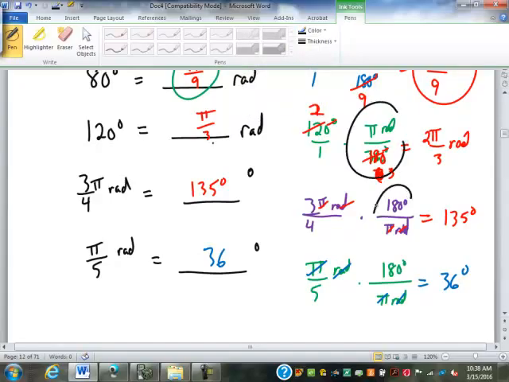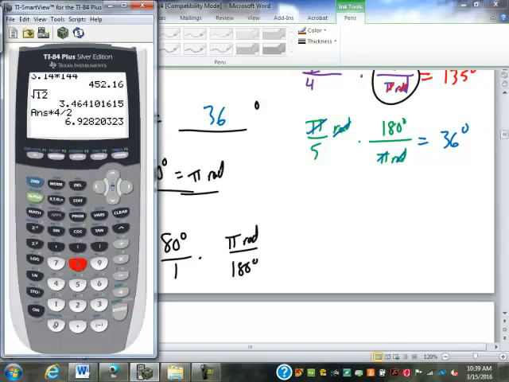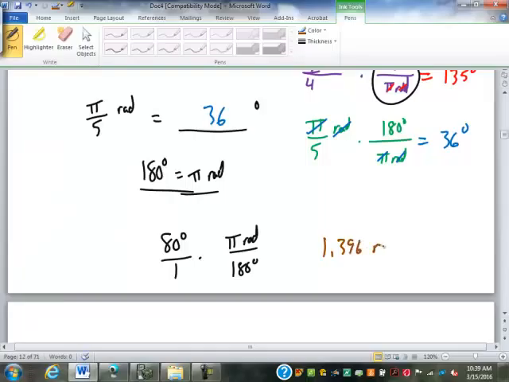It's just our measurement conversion deal here, the 180. 180 degrees equals pi radians. So it's just a measurement conversion like we did a lot of last semester. So if you're really getting stumped with them, Nick, just go ahead and do the decimal version. Like 80 degrees, do like this, 80 degrees over 1 times pi radians over 180 degrees. On your calculator, you do 80 times pi divided by 180. Gives you 1.396 radians. That's fine, just like that. Does that make more sense? So you're multiplying across the top, dividing the bottom.